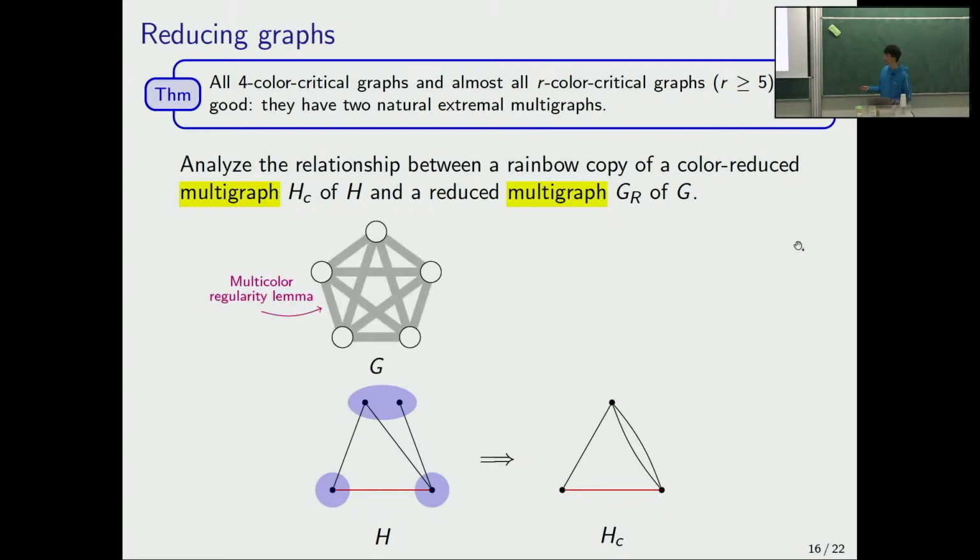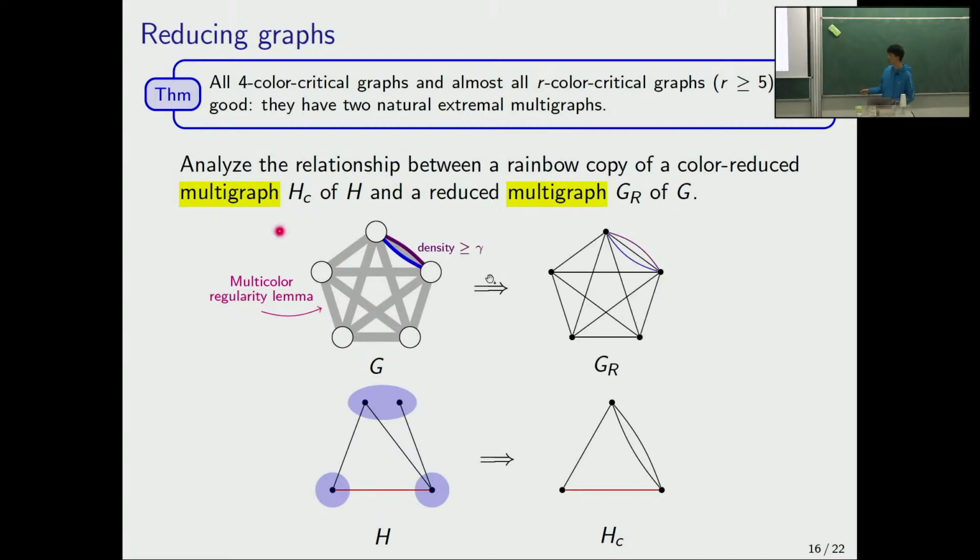And next we'll reduce G to GR. Here we have G, and what we use is the multicolor regularity lemma. It says that we can partition G into several parts such that for each color, say blue, and for most of the pairs, if you consider those blue edges, they form a regular pair for each fixed color. Being regular means the distribution of the colored edges is very randomized. So this will give us some information.